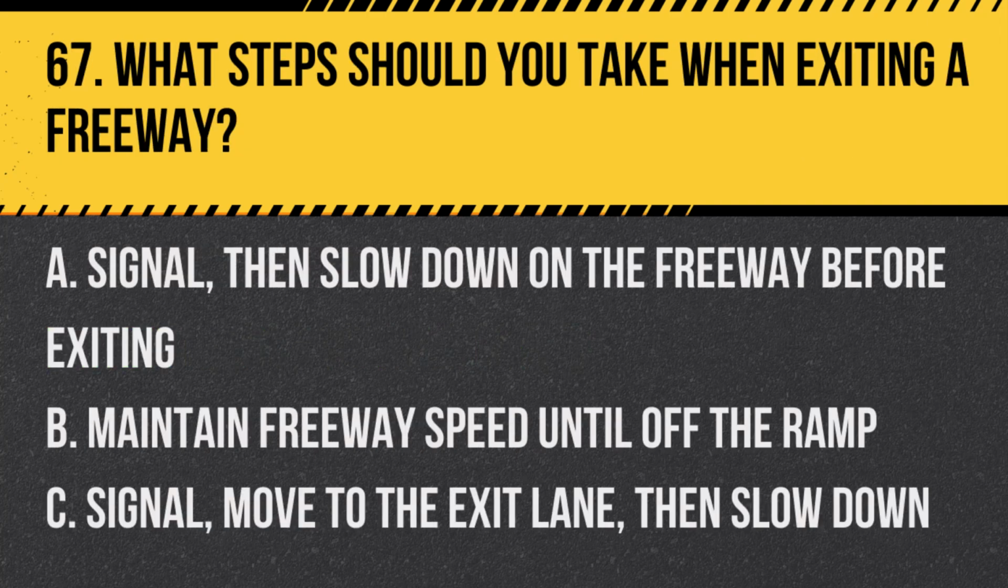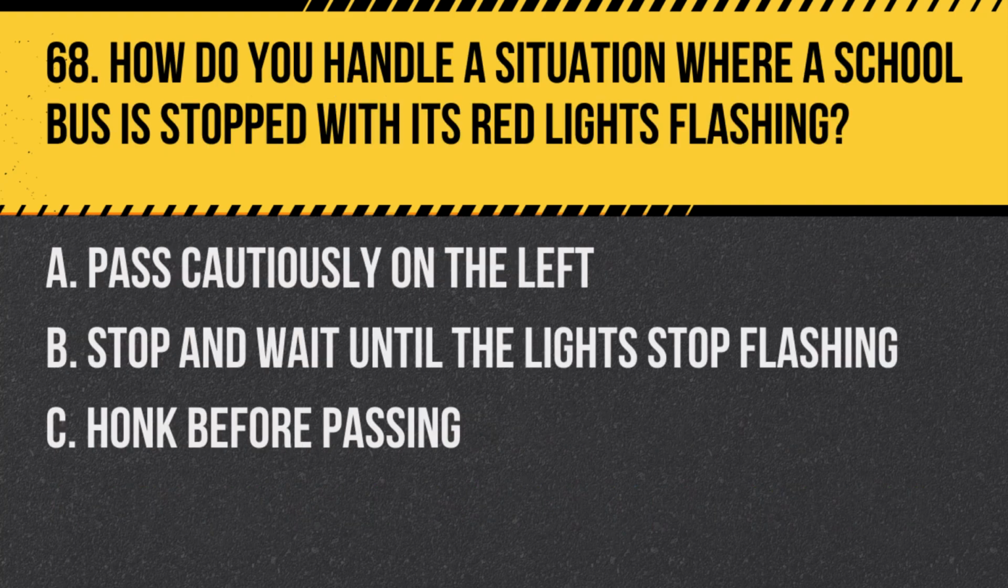Question 67. What steps should you take when exiting a freeway? A. Signal, then slow down on the freeway before exiting. B. Maintain freeway speed until off the ramp. C. Signal, move to the exit lane, then slow down. Answer: C. Signal, move to the exit lane, then slow down. When exiting a freeway, signal, move to the exit lane, and then reduce speed once you are on the exit ramp.